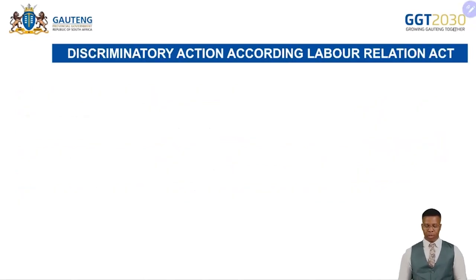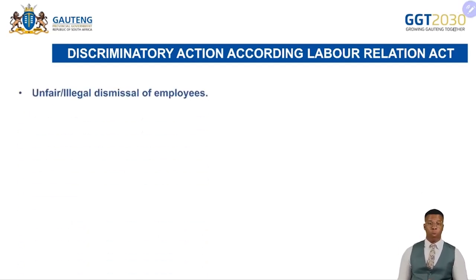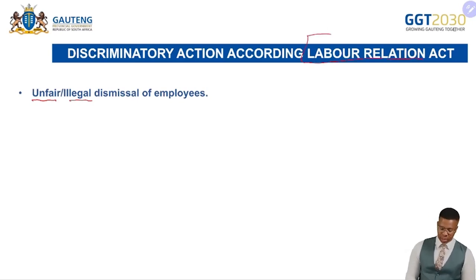Now we look into the discriminatory actions according to the Labor Relations Act. One of them is unfair or illegal dismissal of employees. The business has to know which aspects are considered to be discriminatory. They should know the process for dismissing an employee. Hence, if a business does unfair or illegal dismissal of employees, that would be considered under the Labor Relations Act as a discriminatory action.